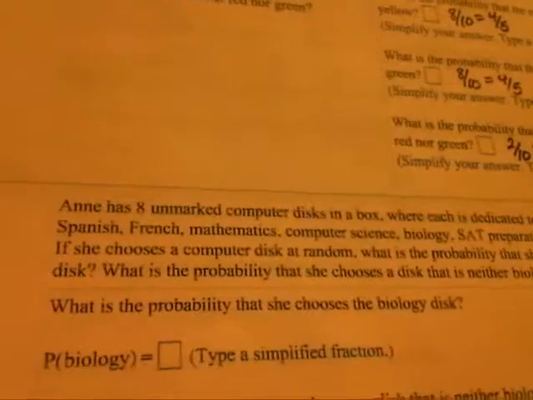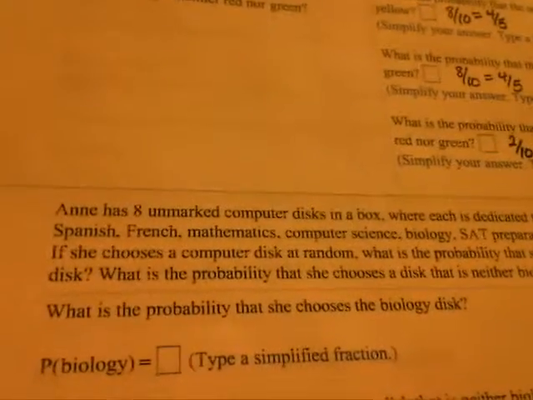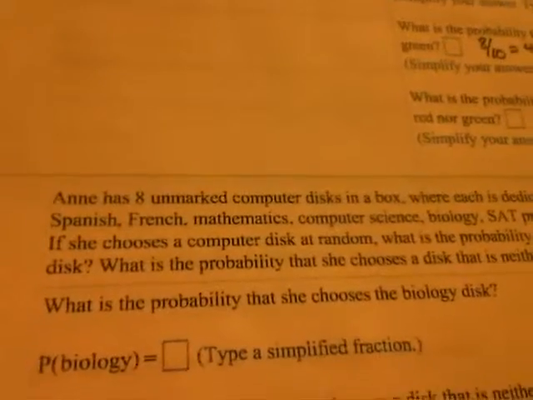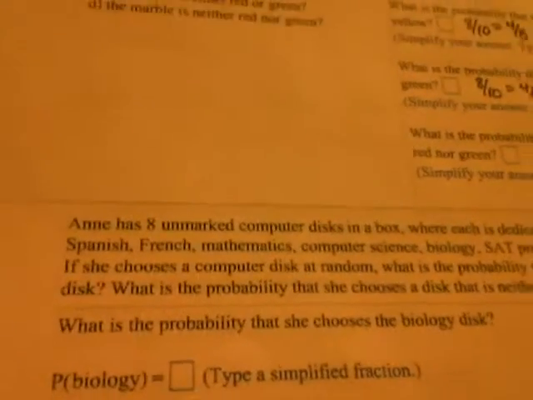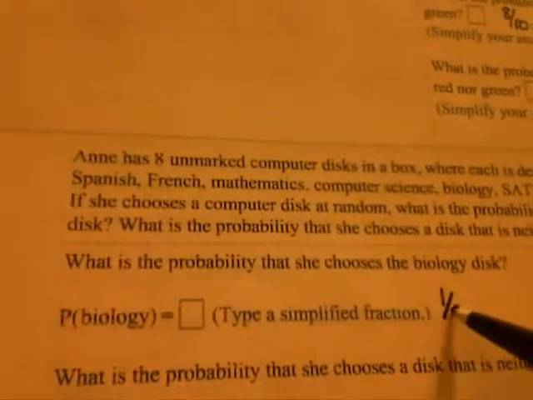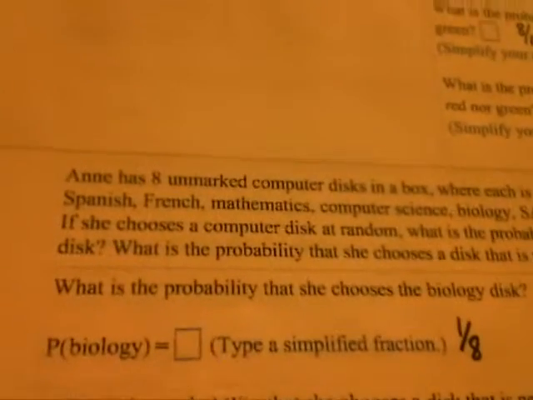Okay, let's start with this problem right here. What's the probability that she chooses a biology disk? Well, there's only one biology disk out of the 8 unmarked computer disks, so the probability of choosing a biology disk would simply be 1 over 8.